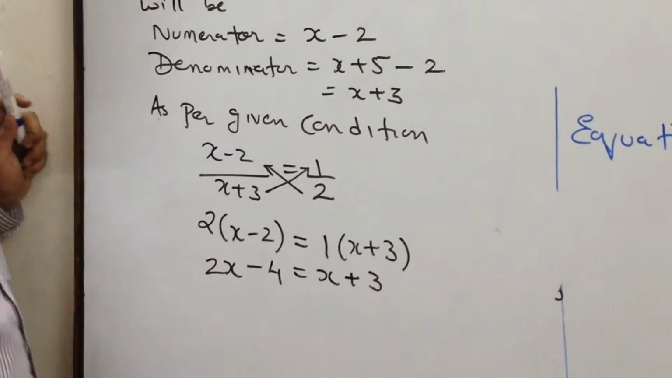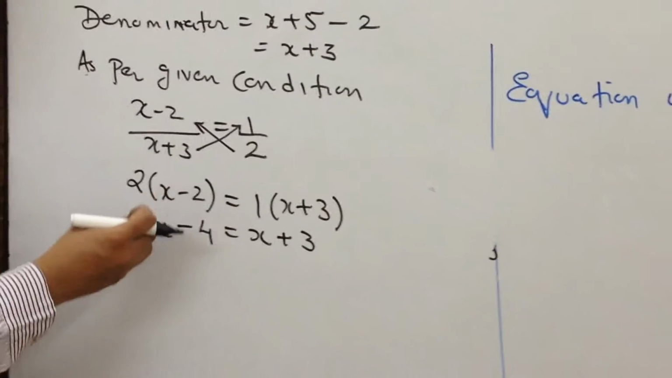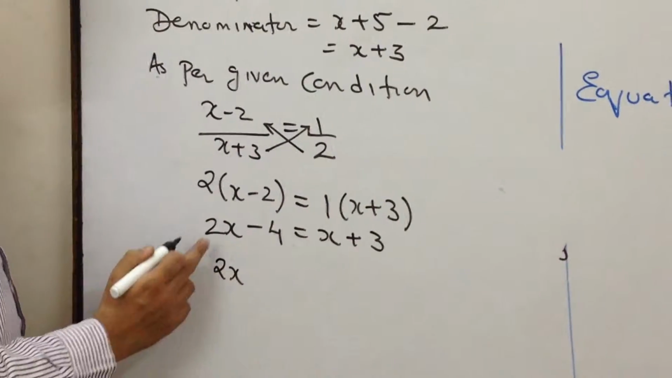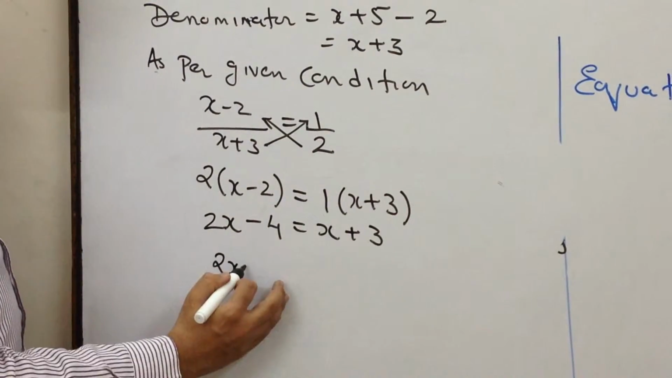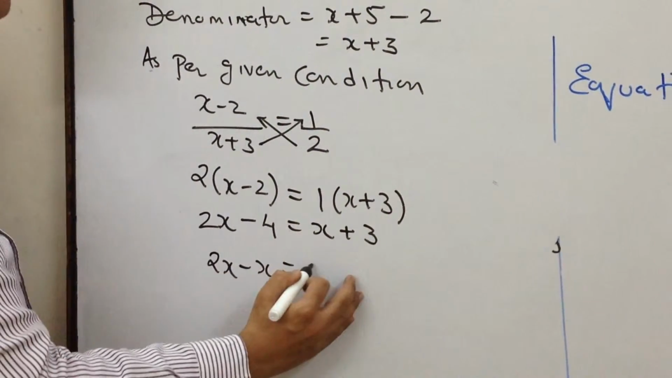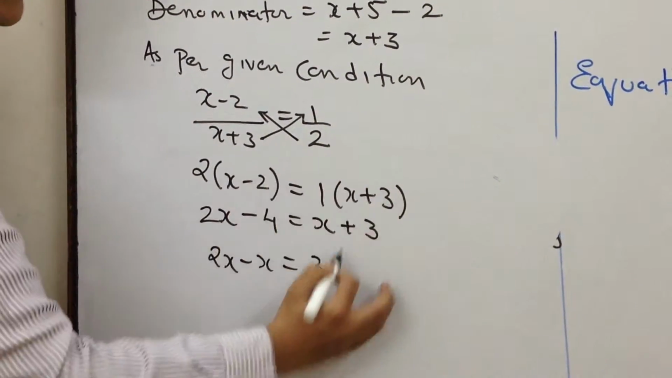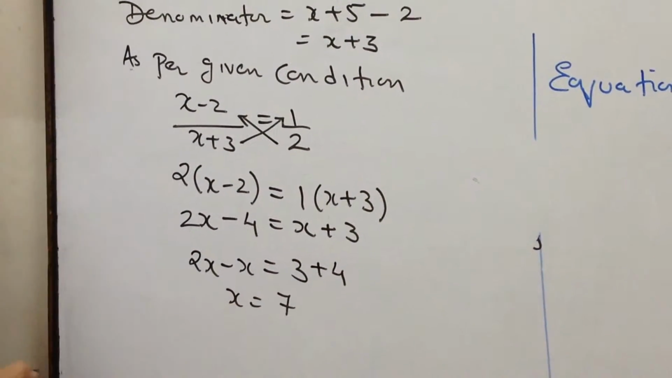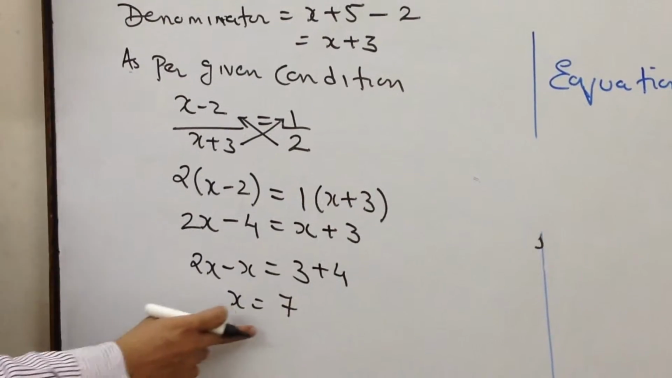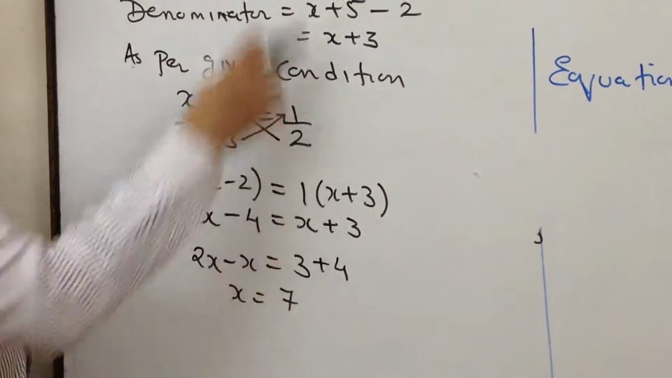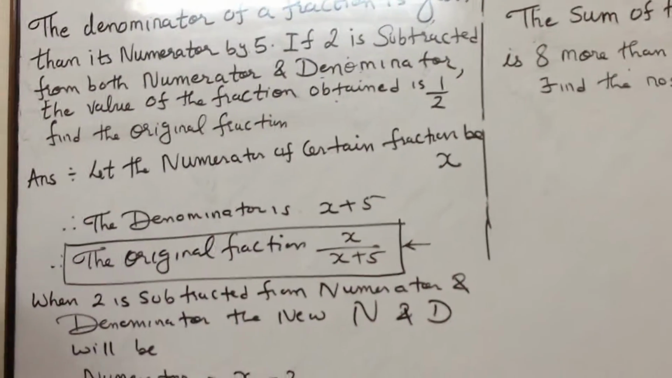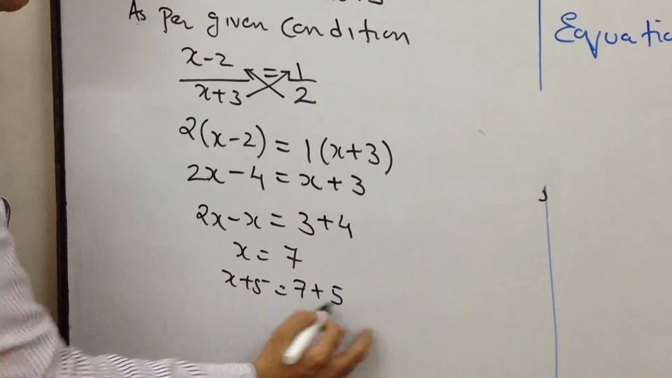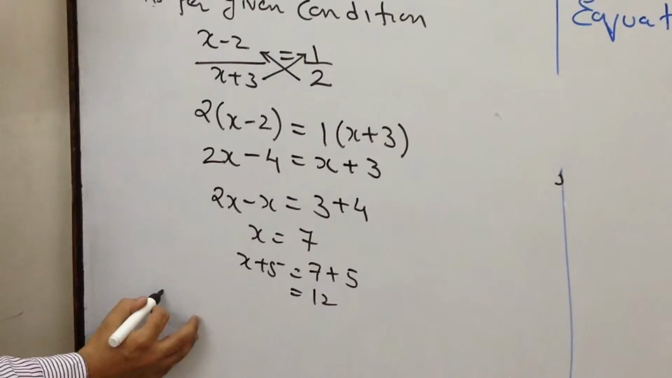Now we bring all the variables on one side and constants on the other side. In the process, 2x, when x gets shifted to this side, becomes 2x minus x, is equal to 3. Minus 4 when it goes over there becomes plus 4. So x is equal to 3 plus 4, 7. Our answer doesn't end over here. X is 7. We wanted x plus 5 as well. So x plus 5 is equal to 7 plus 5. Answer is 12.